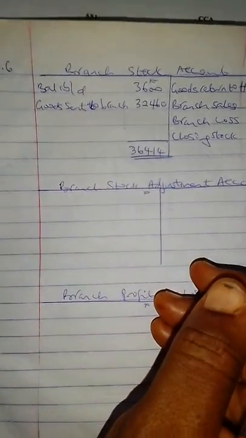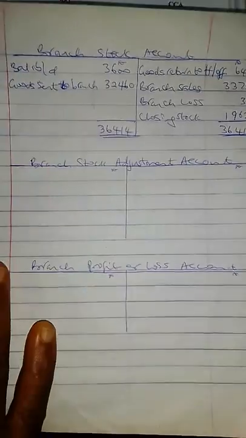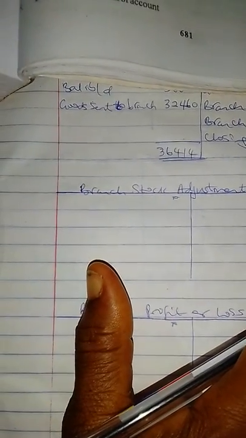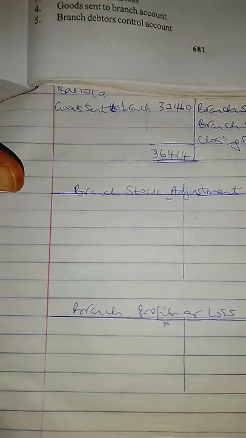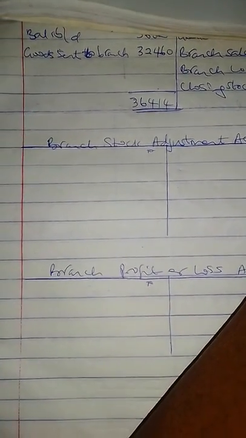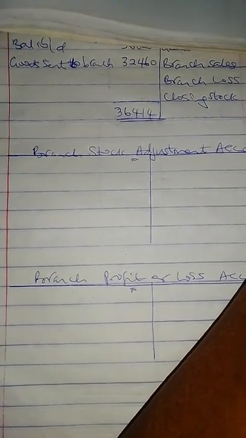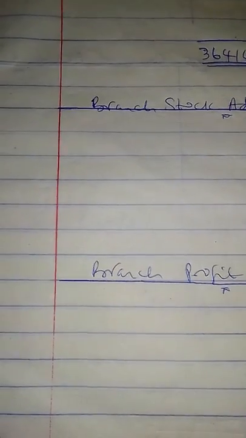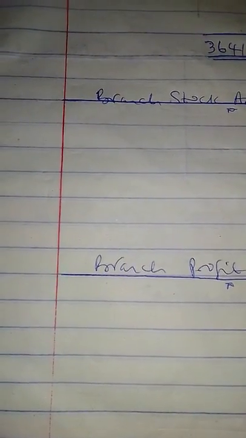The next one is the branch stock adjustment account. This account has to do with the profit elements. All the profits realized will be recorded in the branch stock adjustment. Now, this particular goods is invoiced to the branch at 20% above cost. We have to cast our minds back to our accounting ratios when talking about markup and margin. Markup is profit expressed as a percentage of cost price, while margin is profit expressed as a percentage of selling price.